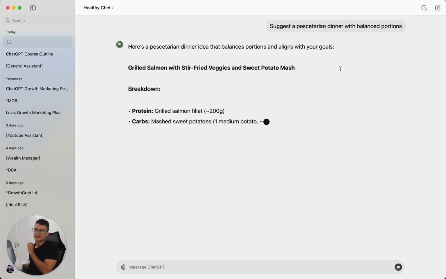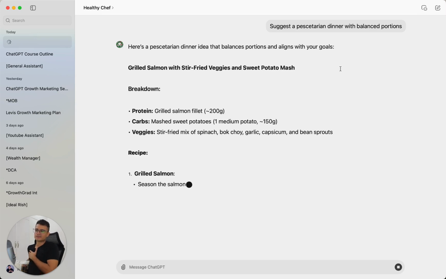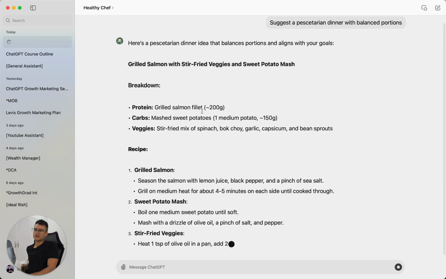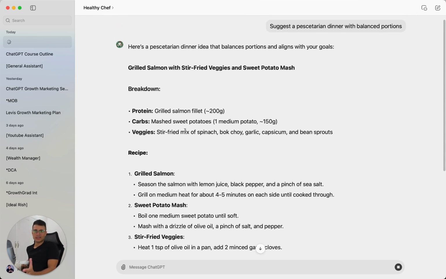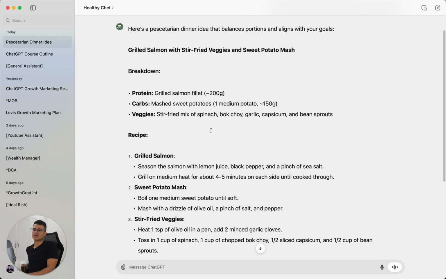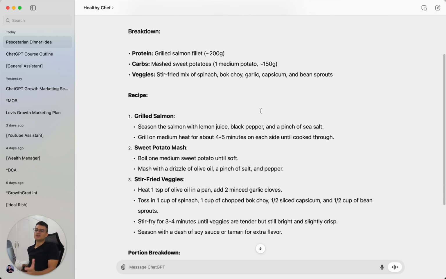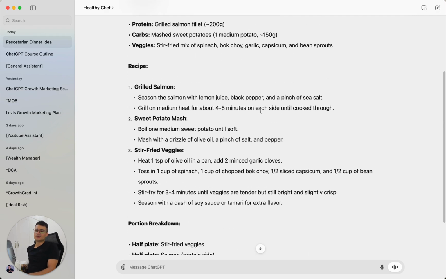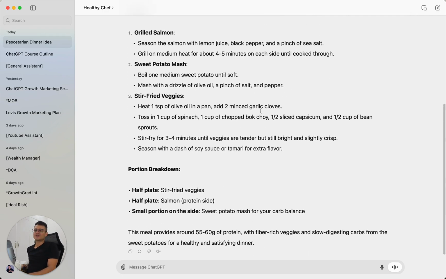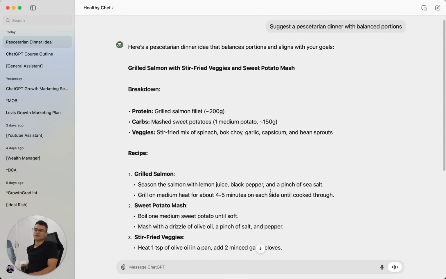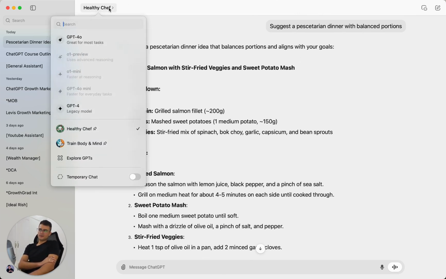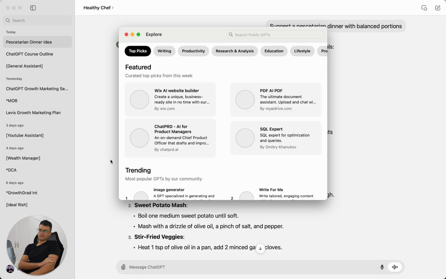So I'll be like, suggest a pescatarian dinner with balanced portions. So it's saying, it knows how much protein I need in one meal. So it's saying 200 grams of salmon with mashed sweet potatoes. You'll see it's the same kinds of foods that I was telling before because those are the foods I like. So I wanted to create recipes around that. So this meal will give you around 55 to 60 grams of protein. So this is a new thread, but the reason why it's so accurate is because I've trained the CustomGPT, right?